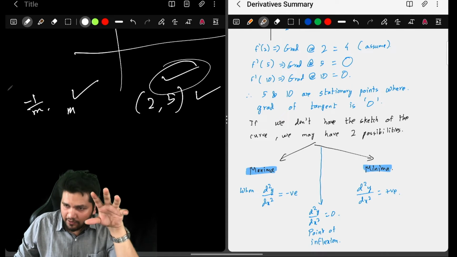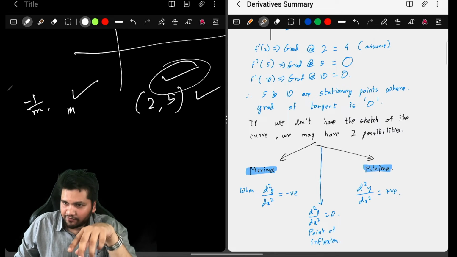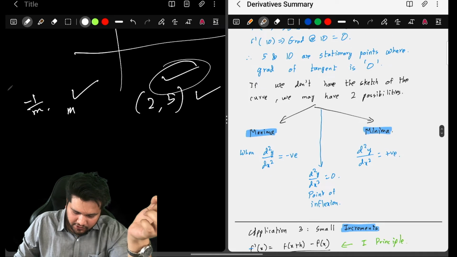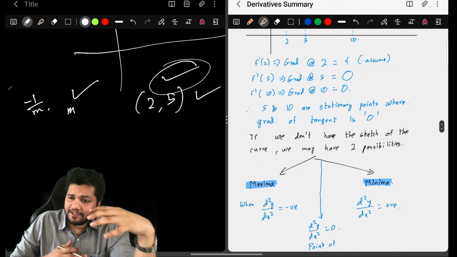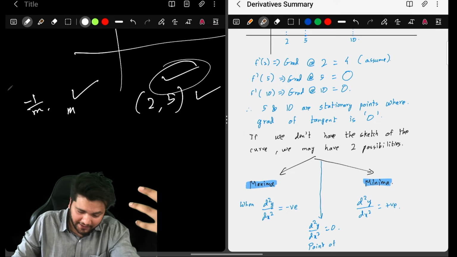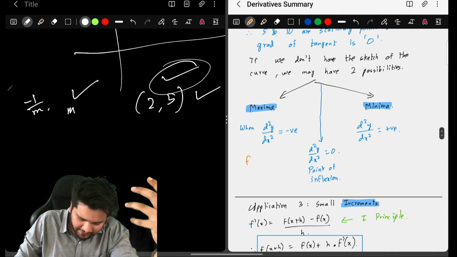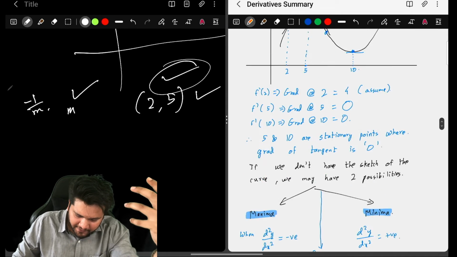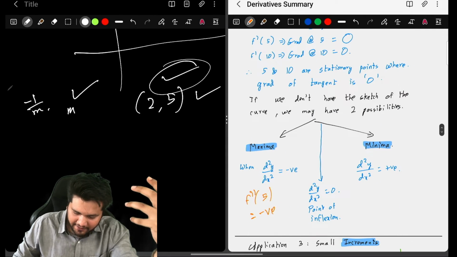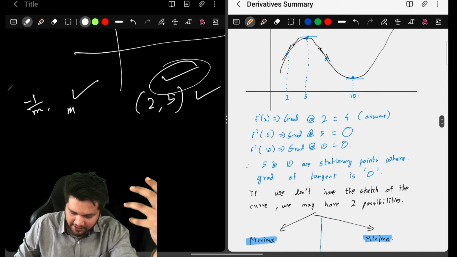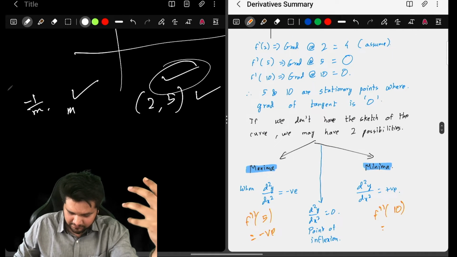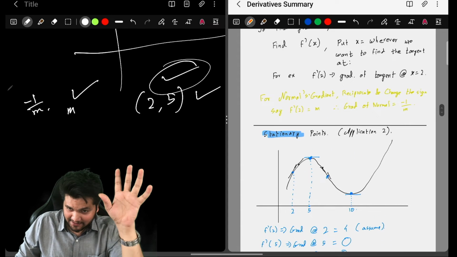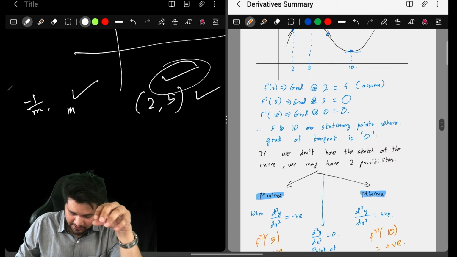For that f double dash of x, we put in whatever x value, that 5 or 10 or whatever. So if we get d2y by dx square, that is f double dash of x, and we substitute f double dash of 5 in this case, we will get a negative value. And if I substitute f double dash of 10, then we'll get a positive value. So as you can see, if I get negative, then it's going to be maxima. If it is positive, then it's going to be minimum.